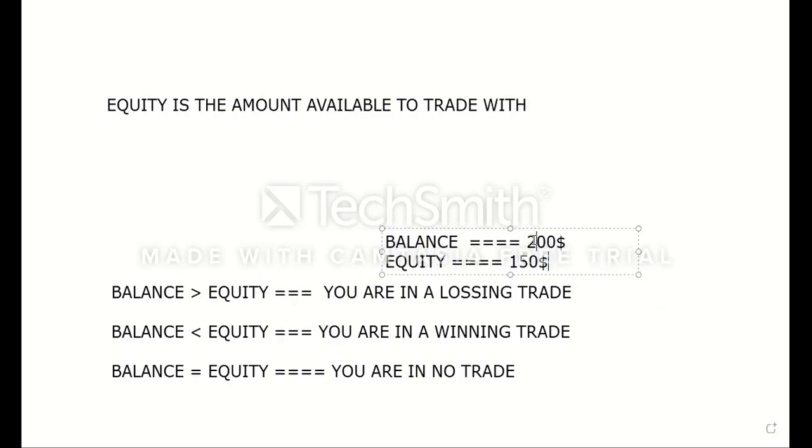So let's give another instance where balance equals equity. Let's say your balance is 300 and your equity is 300. In this case, it's telling you that you are in no profit or no loss zone, where you might literally be in no trade.